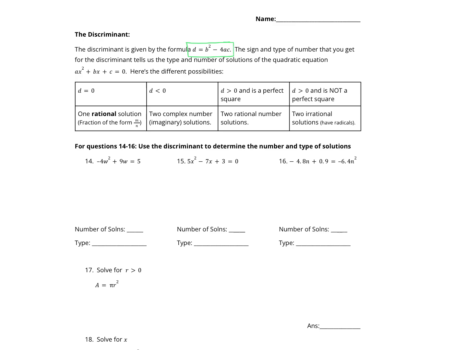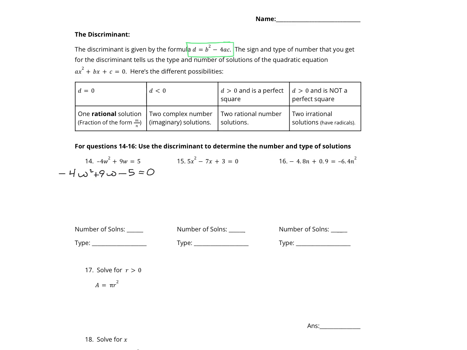And of course, you always have to make sure you're in standard form before you identify the a, b, and c. So for this first problem here, we've got negative 4w squared plus 9w, and you'll notice that the 5 is on the other side. It's not equal to 0. So when I subtract 5 from both sides, I'm going to get minus 5 equals 0. I now know that a is negative 4, the b is positive 9, and the c is negative 5.